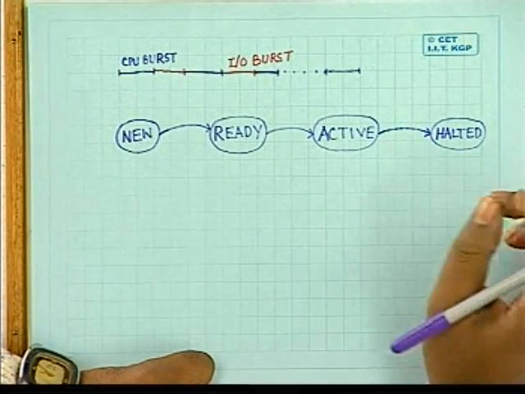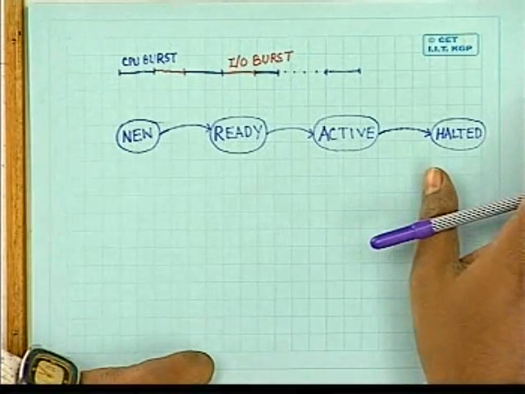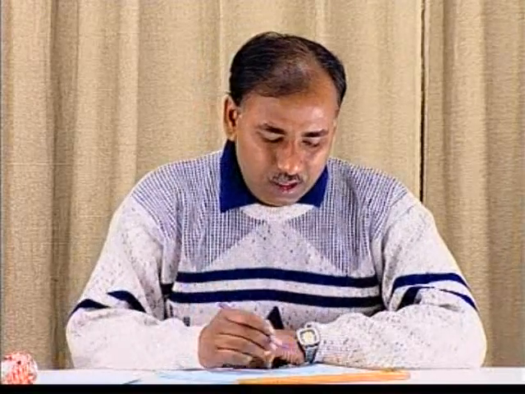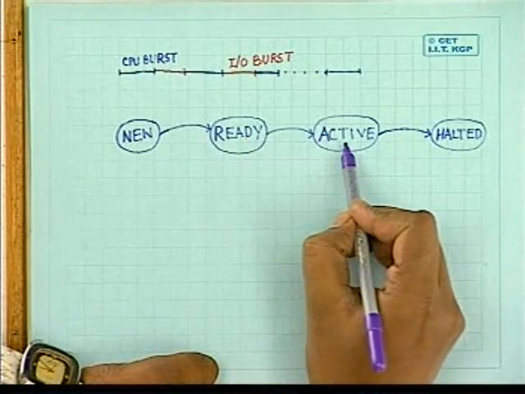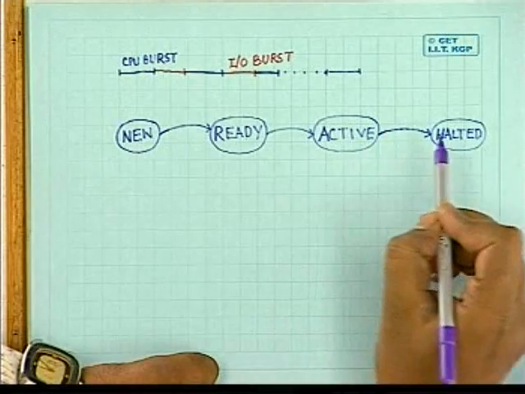Okay. So this may be completed naturally, or maybe if there is some abnormality in the job, in which case the CPU will terminate the job forcibly. Then also the job comes out of the system and it enters into halted state. Okay. So from new state, it moves to the ready state. From ready state, it moves to active state. From active state, it moves to halted state.